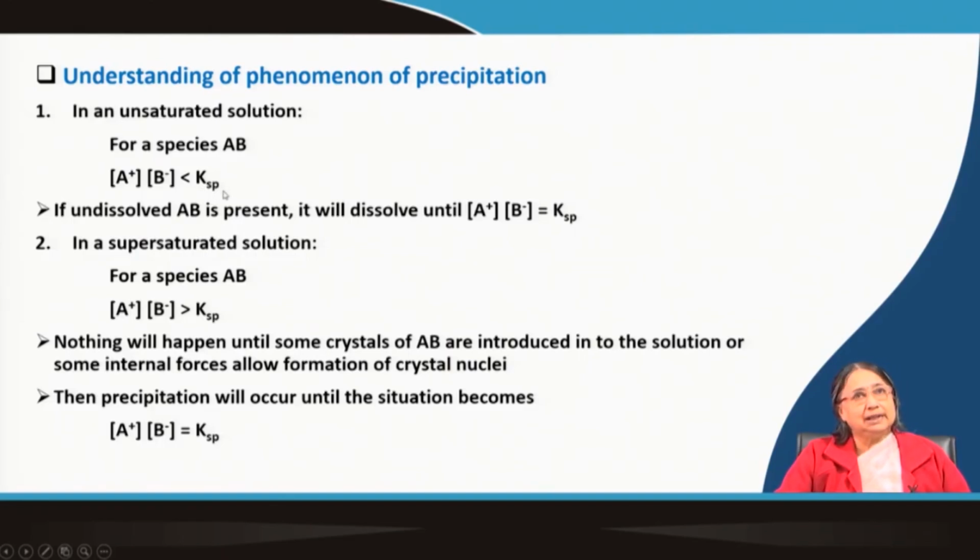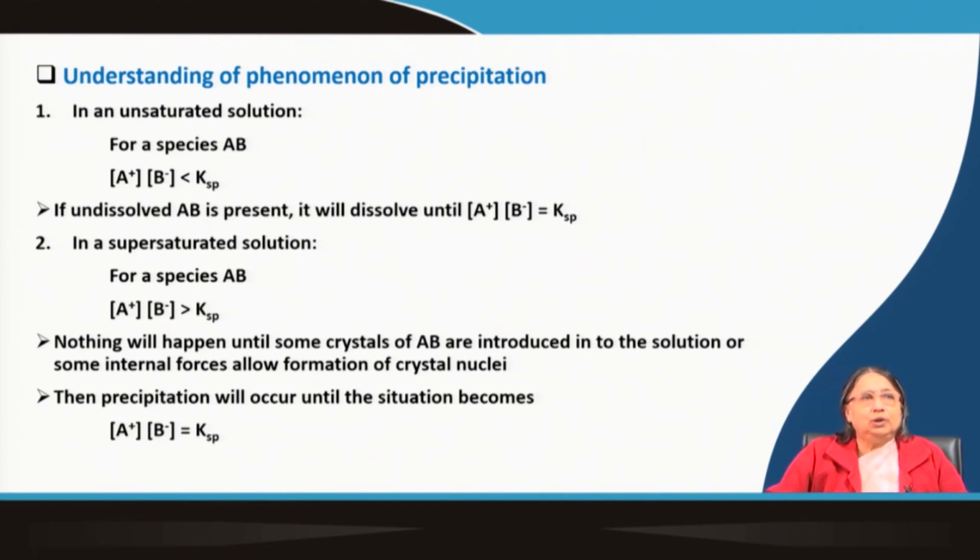But under certain conditions, the A plus concentration into the B minus concentration can be higher than the Ksp. Then this solution is a supersaturated solution. In a supersaturated solution, sometimes we see that if we disturb it a little bit, the AB will immediately precipitate to some extent to become just a saturated solution. This we can see in crystallization also.